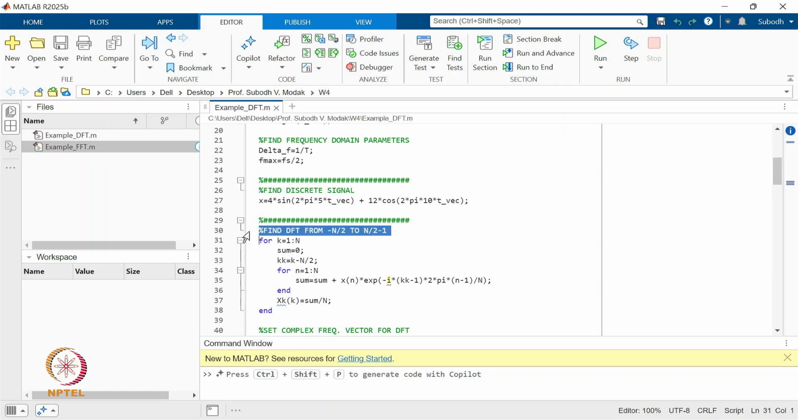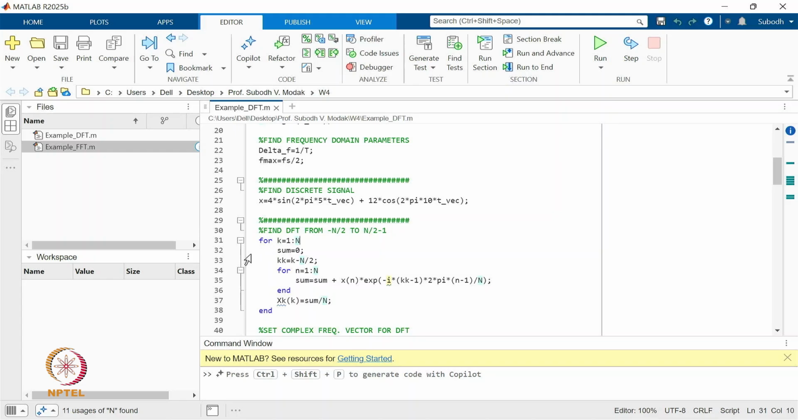So, here we are going to find DFT from minus N by 2 to N by 2 plus 1 frequency lines, as I explained just now, that we are going to have half frequency components on the negative side and the remaining half on the positive side. So, k is now the index of frequency from 1 to N. As I said, we cannot start from 0, because MATLAB does not allow having the 0th element as the first element. The first element is always numbered as 1. So, we have to start k from 1 to N.